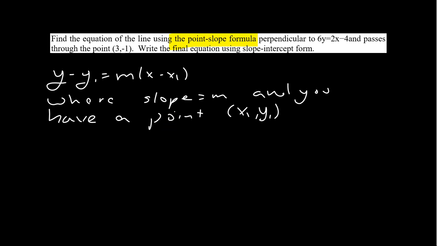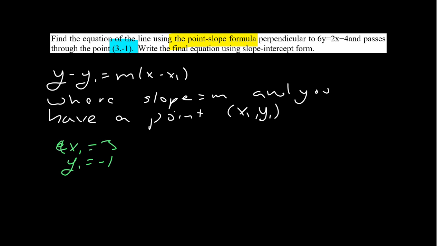Okay, so that means we need two things to write the equation of this line. We need some point on the line. Now that is given to us because it says it passes through the point (3, -1). So that tells me that my x1 is 3 and my y1 is -1 for that formula. Now we have to find the slope, but we're not given another point, so we can't find the slope using the old formula y2 minus y1 over x2 minus x1.